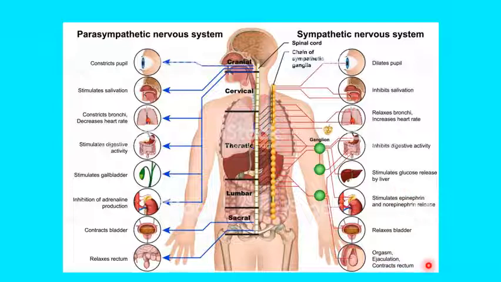Other functions for the sympathetic division: it relaxes the bladder. The parasympathetic contracts it. The sympathetic is also involved when we experience orgasm or ejaculation.